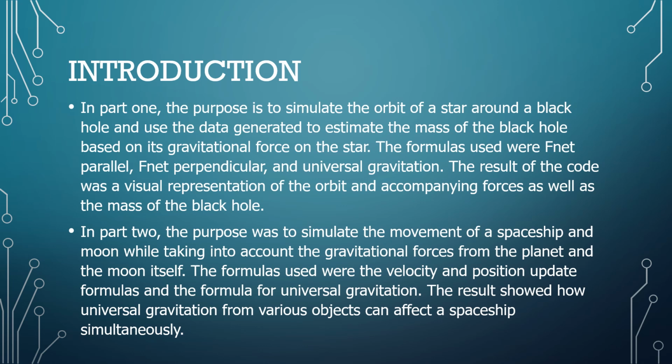The result of the code was a visual representation of the orbit and accompanying forces, as well as the mass of the black hole. In part 2, the purpose was to simulate the movement of a spaceship and moon while taking into account the gravitational forces from the planet and the moon itself. The formulas used were the velocity and position update formulas and the formula for universal gravitation. The results showed how universal gravitation from various objects can affect a spaceship simultaneously.